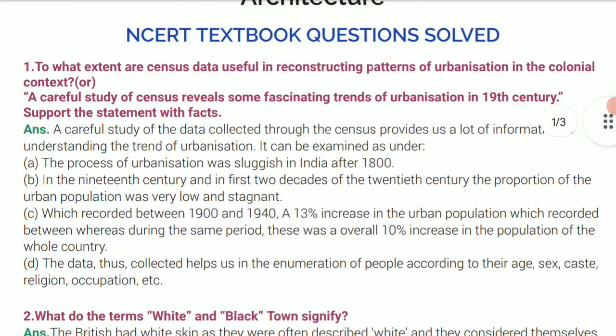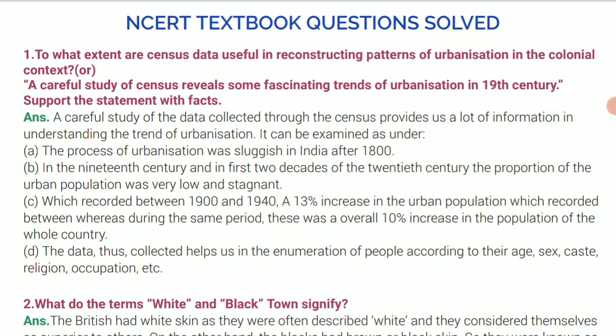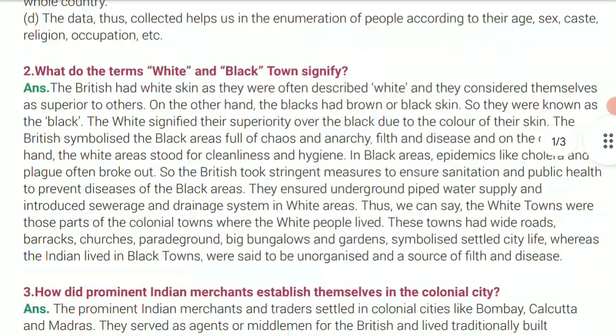So, a careful study of data collected through the census provides us a lot of information in understanding the trends of urbanization. First, the process of urbanization was sluggish in India after 1800. In the 19th century and the first two decades of the 20th century, the proportion of the urban population was very low and stagnant. A 13% increase in the urban population was recorded during the same period, and overall about 10% of the population in the whole country lived in urban areas. The data thus collected helps the enumeration of people according to age, sex, caste, religion and occupation.